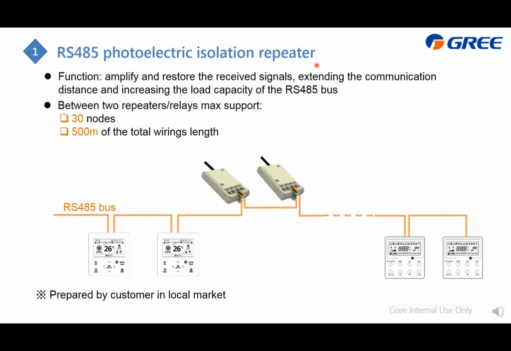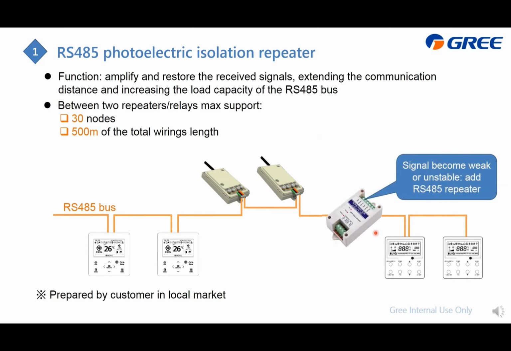RS485 repeater. Its function is inside this RS485 bus. If we connect the bus just like this, you will find that if there are more than 30 nodes, which means 30 of this one, or the total length is longer than 500 meters, I'm afraid the signal will become weak and unstable. At that time, you just need to add this RS485 repeater to extend or amplify the signal to ensure the communication is okay. And this device, you need to prepare yourself. GRI does not sell this anymore.